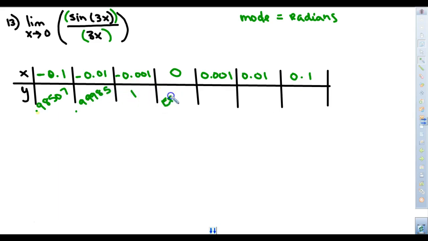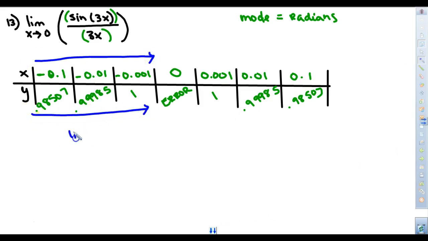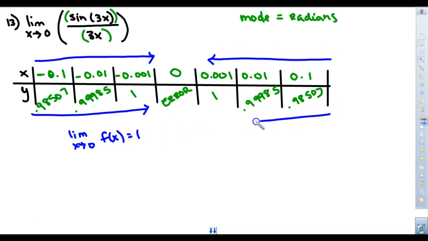One error. Be careful. 0.99985 and 0.98507. Okay? Alright, here we go. From the left, y is approaching 1. From the right, y is approaching 1. My bad. Let me put that little negative right there.